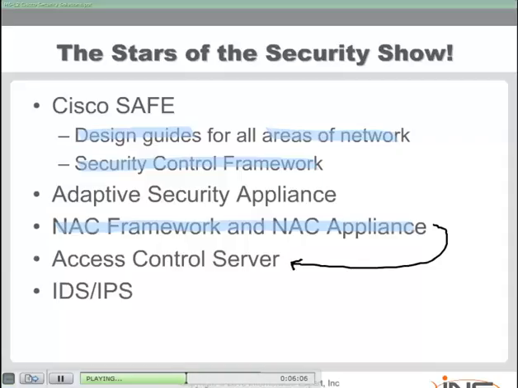By the way, the Access Control Server product, the ACS product, it can be configured to work in conjunction with your existing user databases. Maybe you already have a user database defined in Windows Active Directory. There you go.